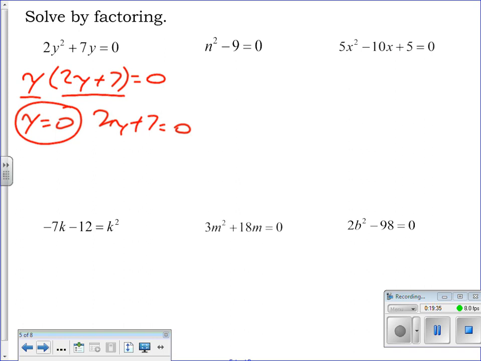This is probably one of the easier ones, but students screw this up in several ways. One, they say, oh my God, I can't pull out a common factor. They try to set up the X box and it just doesn't work. Or they do pull out the common factor and they forget to set the y by itself equal to 0. And then my other answer, y equals negative 7/2. This is a parabola. It will cross through those 2 points.